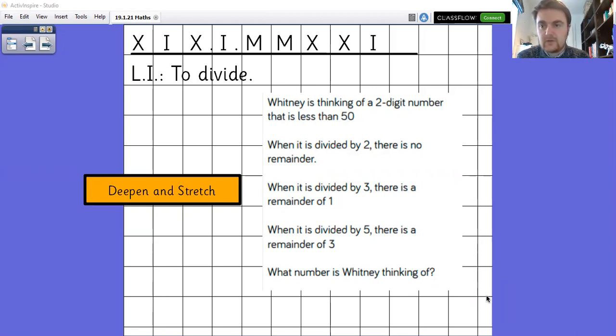So have a little bit of a go there. There are some clues in here. When it's divided by 2, it has no remainder, which means it must be an even number. When it's divided by 3, there is a remainder of 1, which means that it must be a number that is 1 more than a multiple of 3.